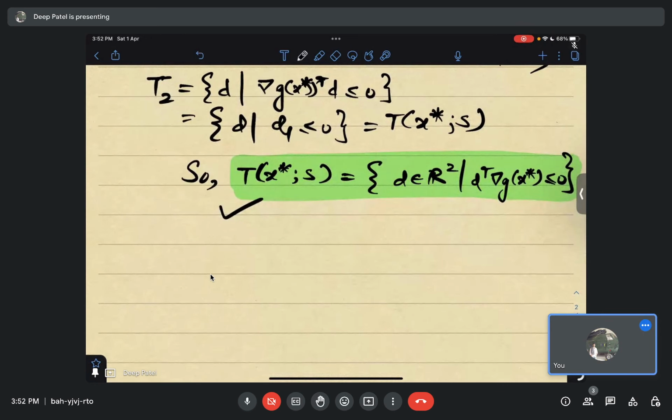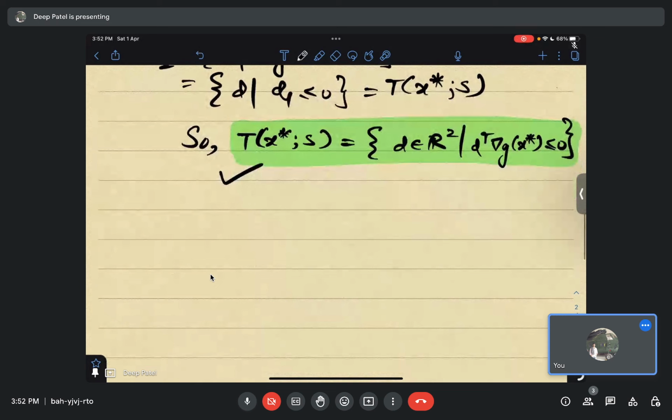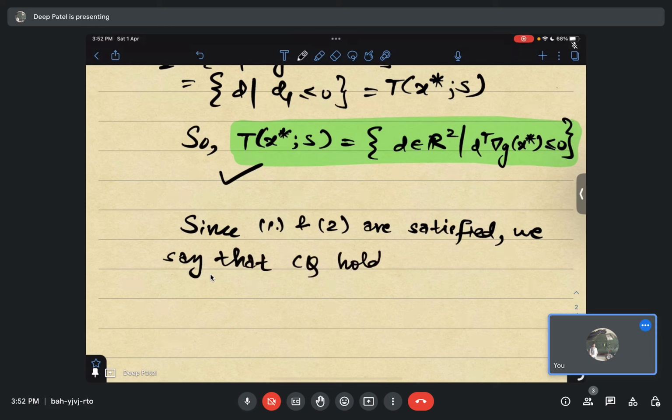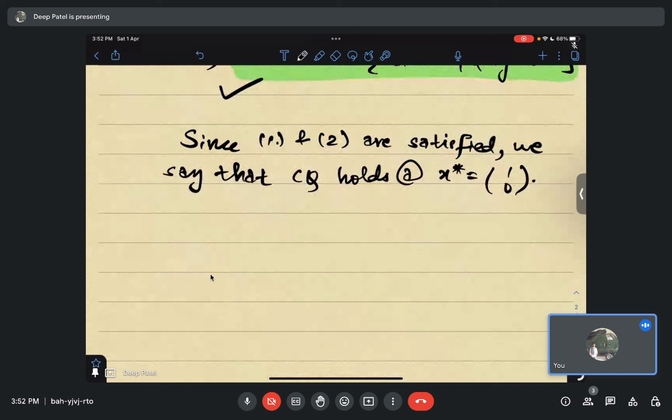Okay. So since 1 and 2 are satisfied, we say that CQ holds at x star equals (1, 0). Okay, so that took much longer than I expected, but it's okay. We'll keep on going to the next question.